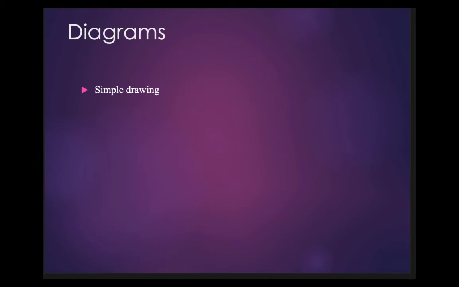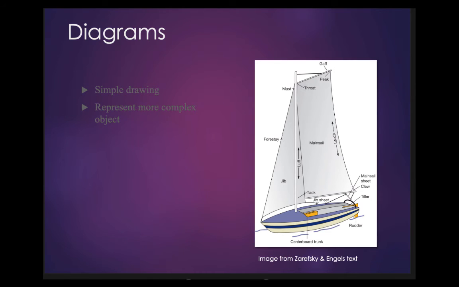Diagrams are another form of representation, and these are drawings that represent a more complex object, like the sailboat seen here. This one is from your textbook.